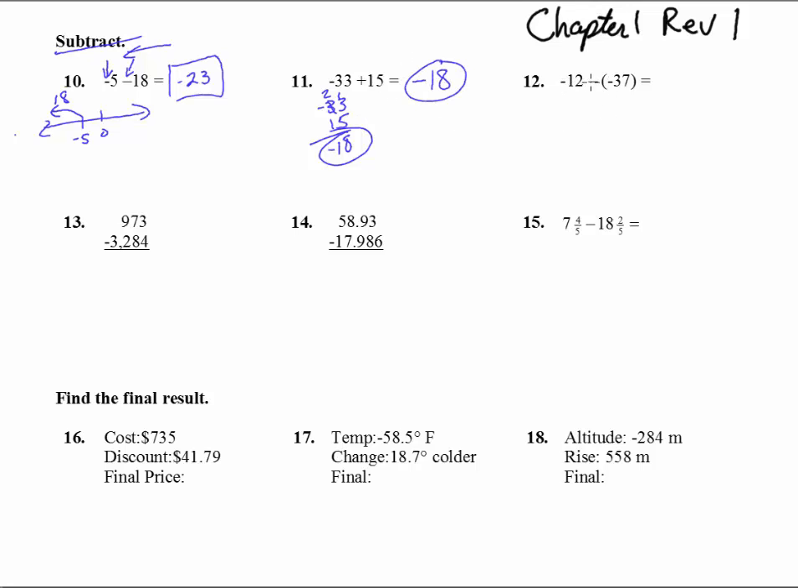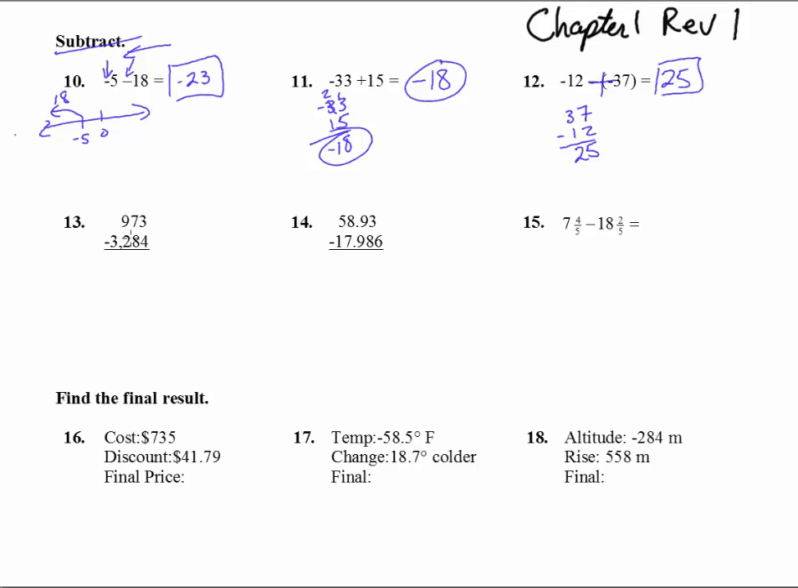This one, negative 12 minus a negative 37. Now this minus and minus, other direction, that makes it a plus 37. So we actually have a positive 37 and a negative 12. 7 minus 2 is 5. 3 minus 1 is 2. This is a positive 25.